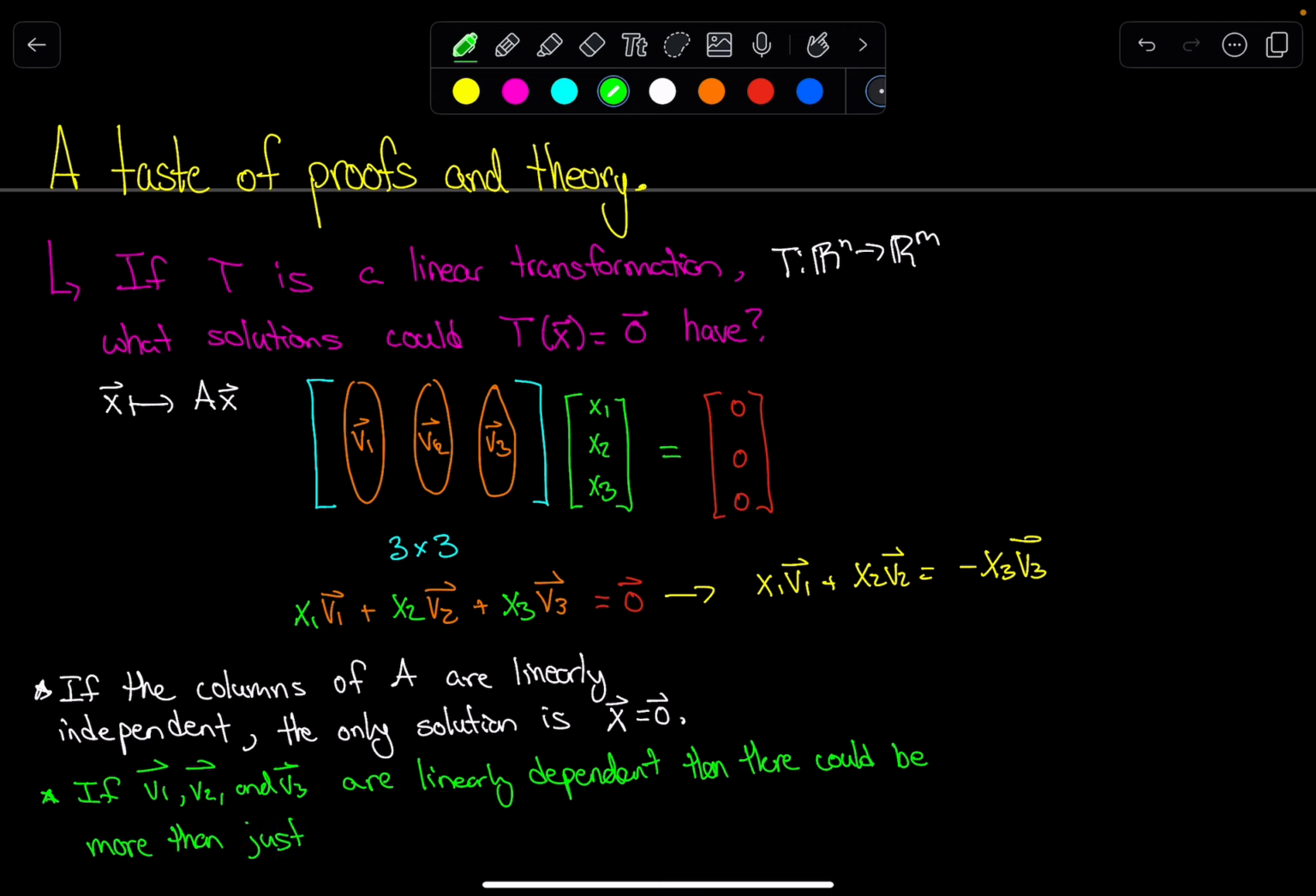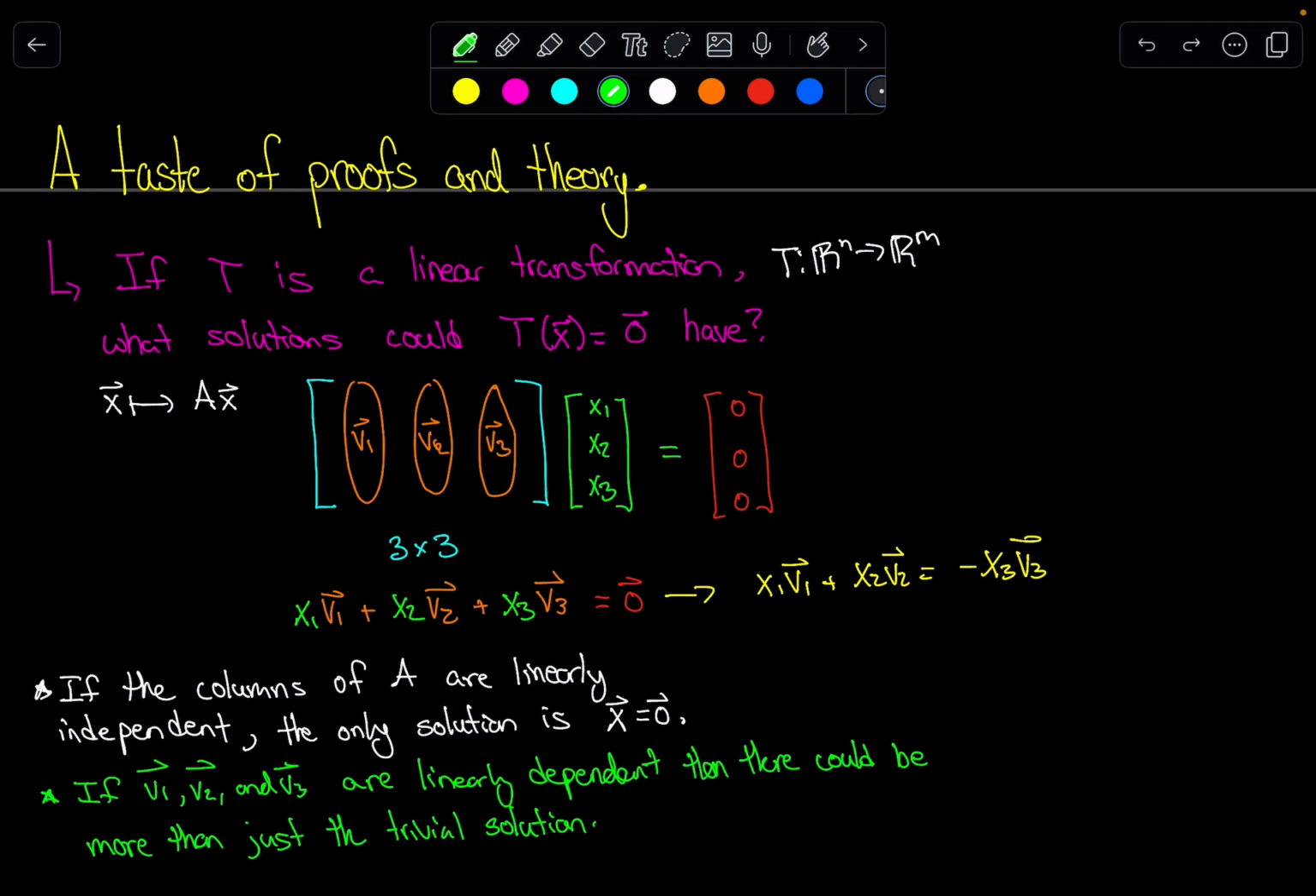Right? More than just the trivial solution. The trivial solution is always an answer. Always has to be. So a solution to this, like putting in the zero vector for x, always has to be a solution, because you're asking to take all of these column vectors, put some coefficients in front of them, and asking when do they equal 0.